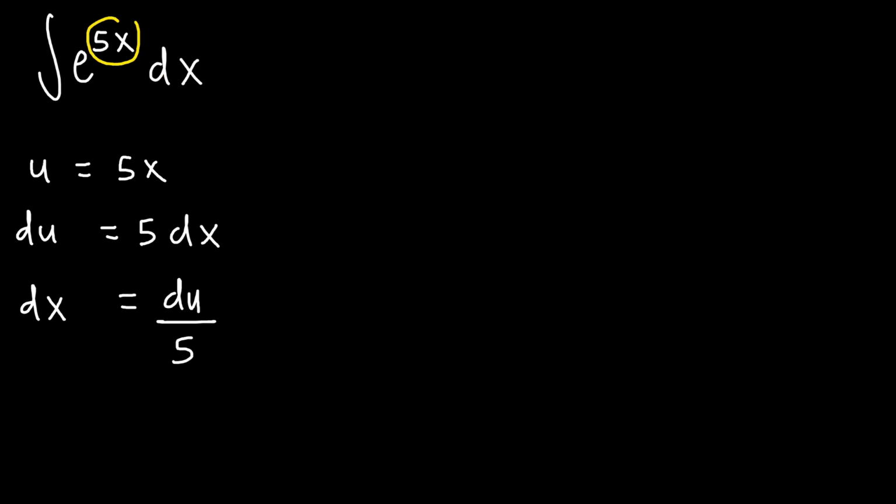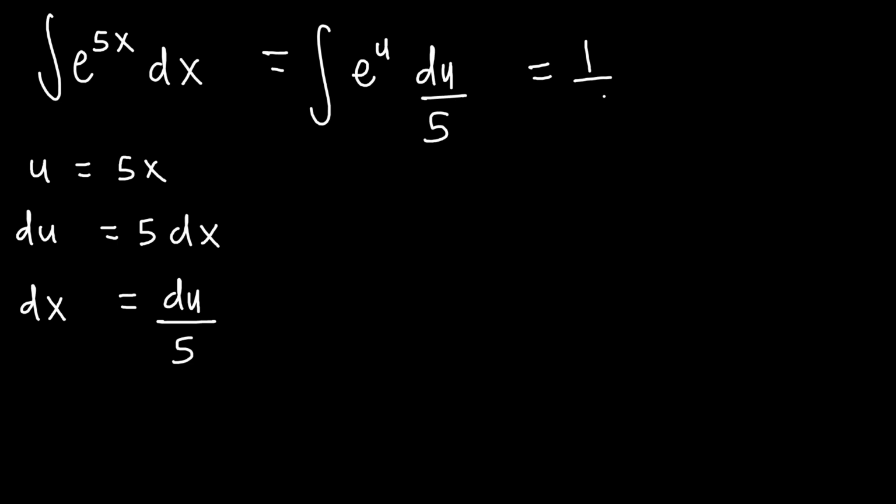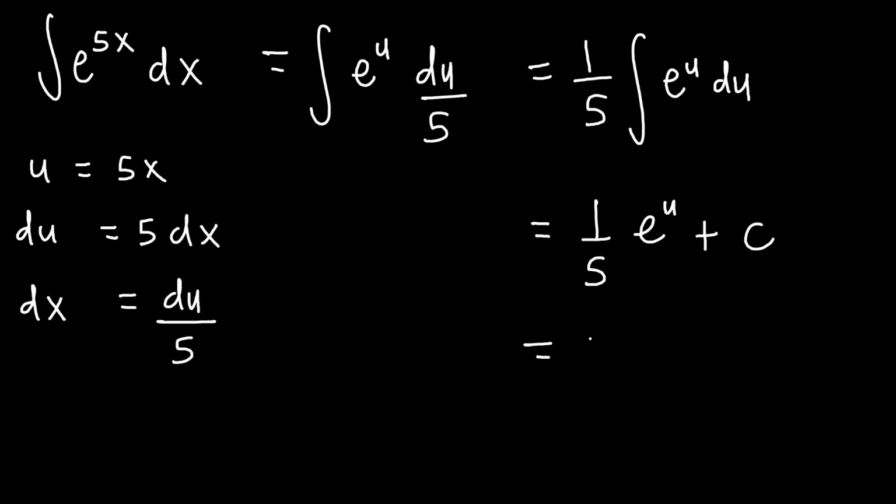And so we shall replace 5x with u and then replace dx with this. So we shall have the integral of e to the power of u times du divided by 5. And if we take out 1 divided by 5, we shall have 1 divided by 5 times the integral of e to the power of u du. And this will be equal to 1 divided by 5 times, if you integrate e to the power of u, you get e to the power of u plus c. And so we shall have 1 divided by 5 times e to the power of 5x plus c.